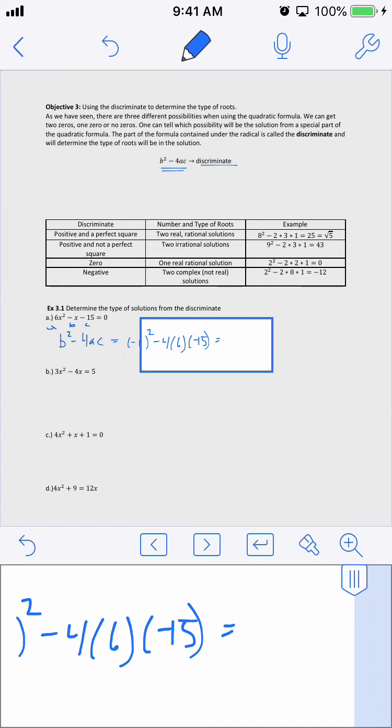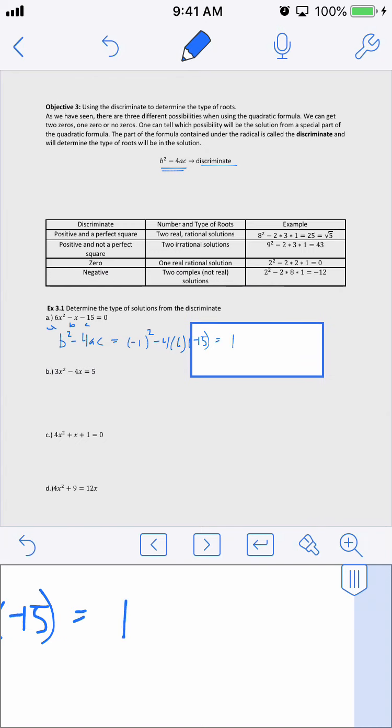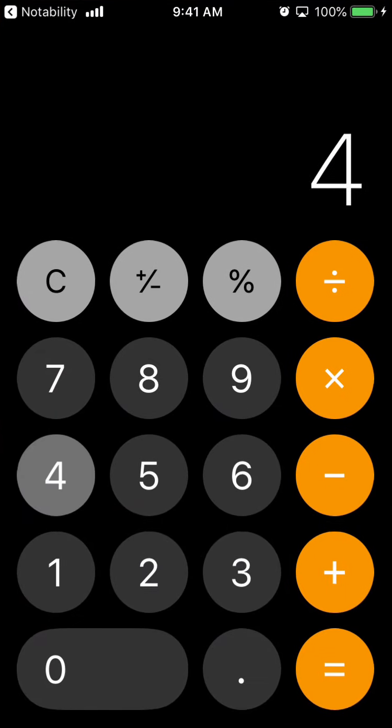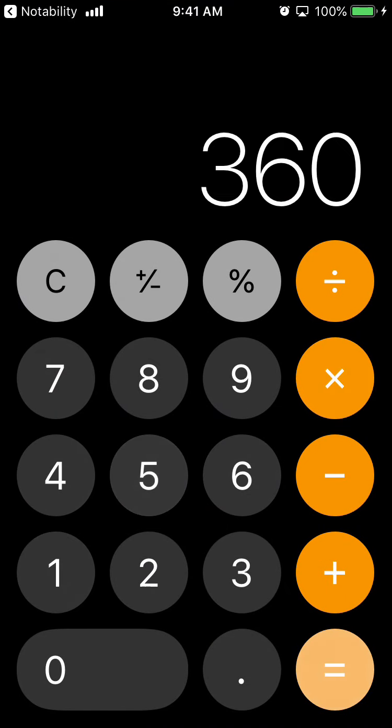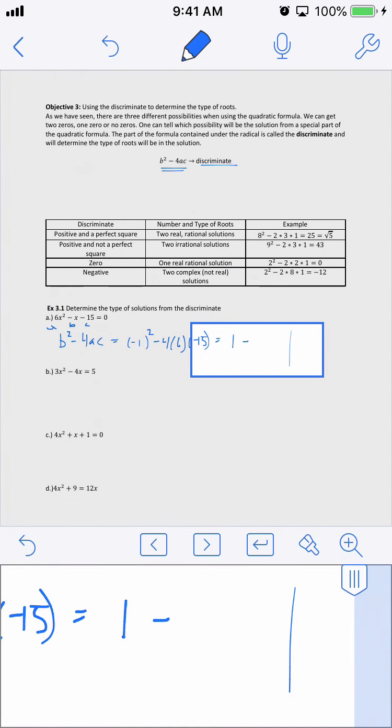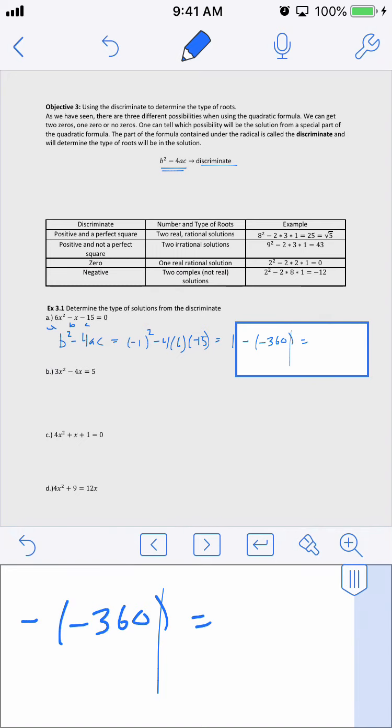We would get 1 minus negative 4 times 6 times 15, 360. So 361. Sorry, my pen freaked out. Okay, so 361 is what we're getting under the radical.